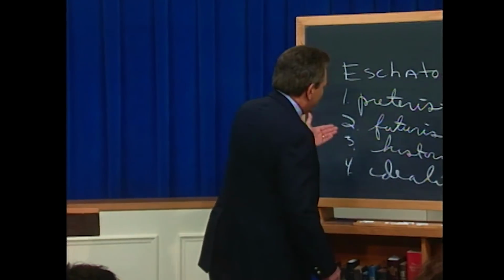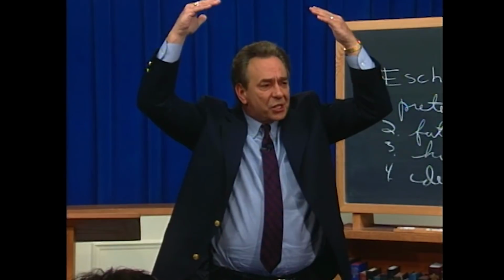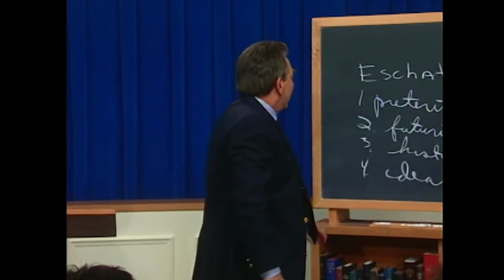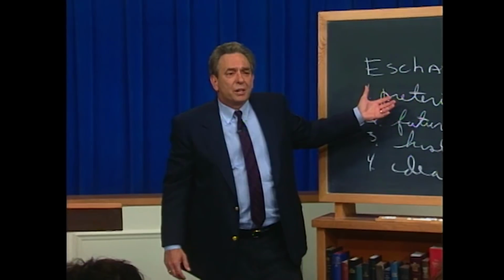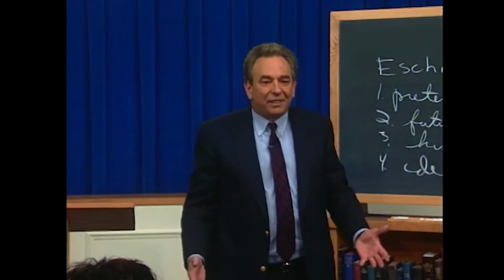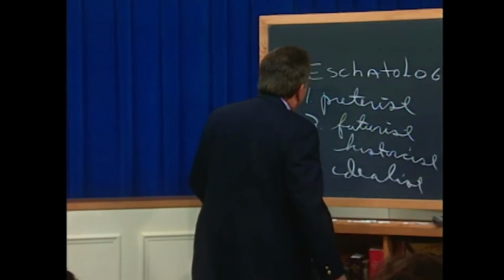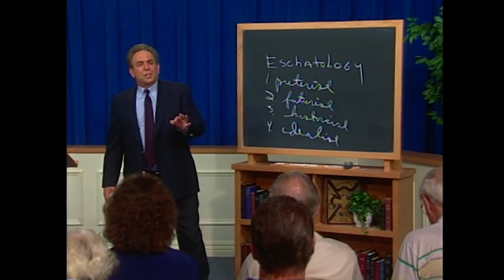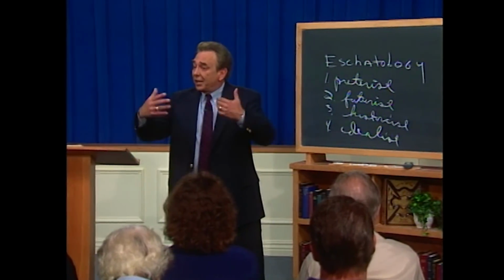The futurist view sees the book of Revelation as a blueprint for a series of events that will precede the future return of Jesus. And so for the most part, the futurists believe that the things that are recorded for us in the book of Revelation have not yet taken place, at least from chapter 6 through the rest of the book.